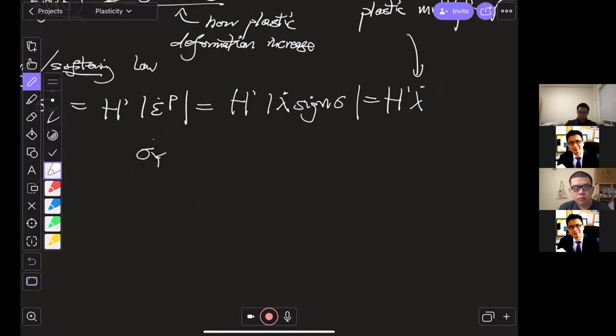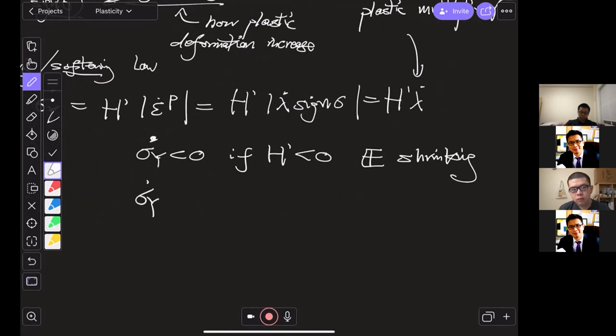If the yield stress is reducing, if the change of the yield surface is smaller than 0, then that would only happen if the hardening modulus is negative. In that case, the admissible stress state is shrinking. On the other hand, if the yield stress is increasing, then you have to have a hardening modulus greater than 0, and the admissible stress space is expanding.